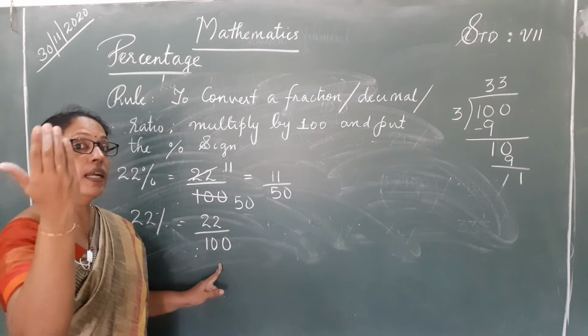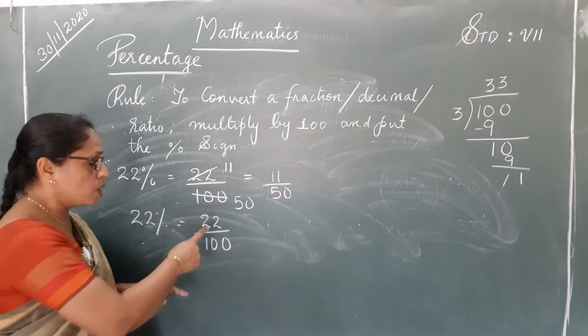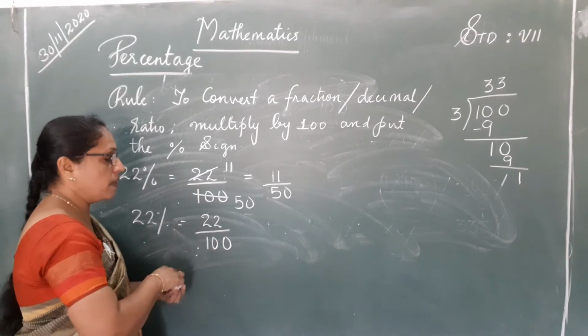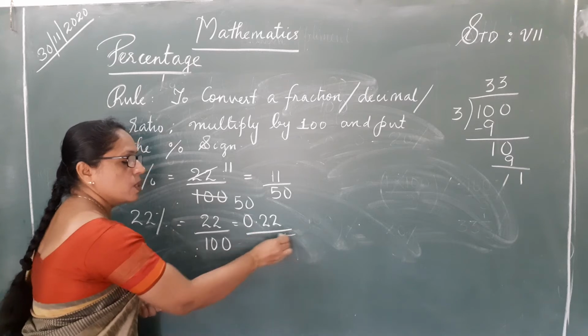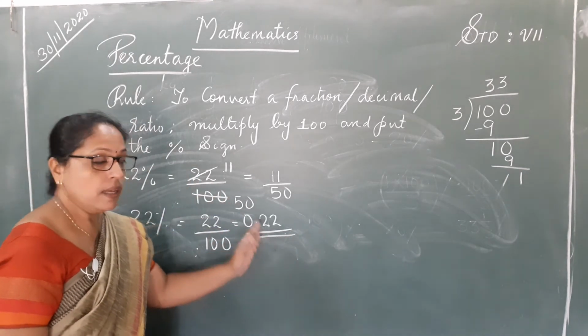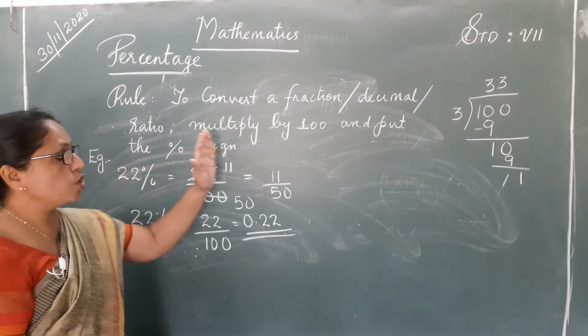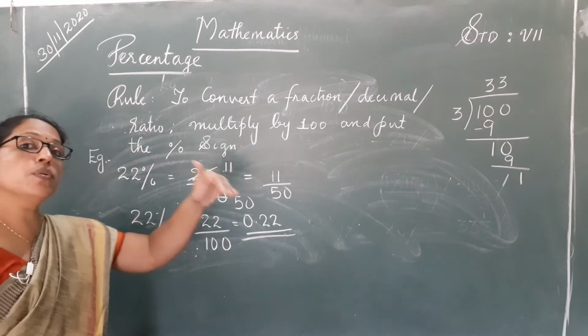Yes, shift the decimal to the left according to the number of zeros. So when you shift the decimal to the left, it will come 0.22. So we converted percentage into decimal. We converted percentage into fraction of lowest form. Now, how do you convert percentage to ratio?